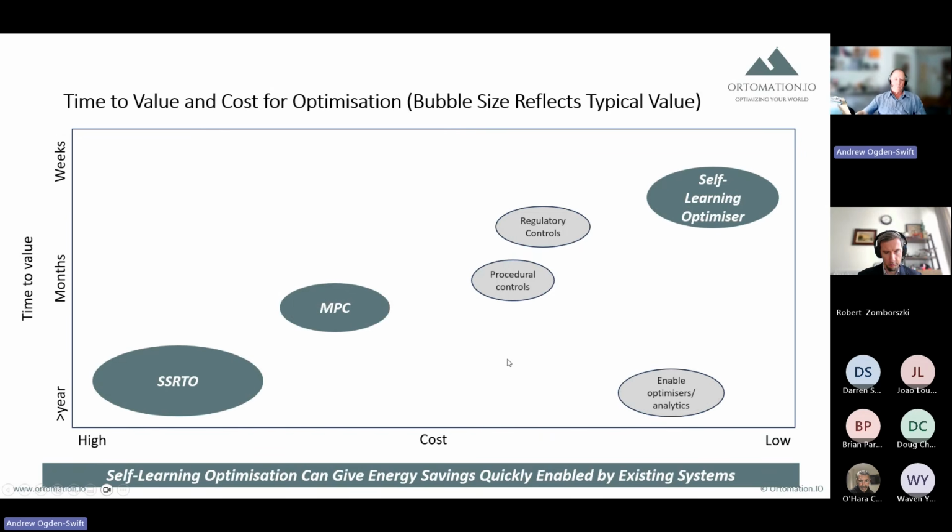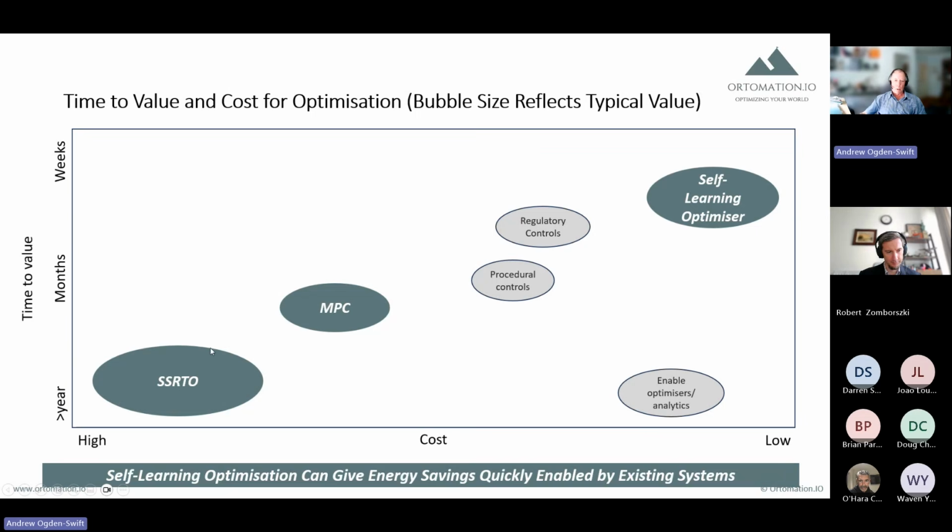So in terms of time to value and cost for optimization, as I mentioned, there are three predominant classes of solutions: steady state real-time optimization, model predictive control, and self-learning optimizers. As I mentioned, and then these enabling technologies, procedural control and regulatory controls.